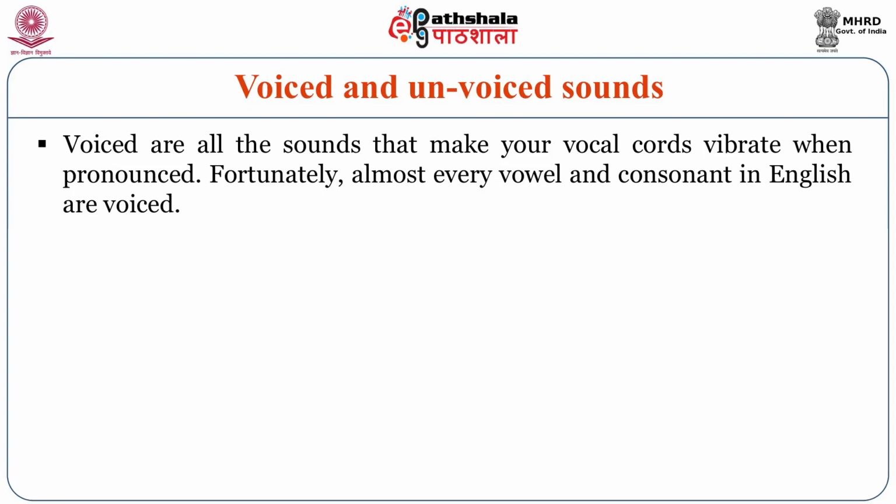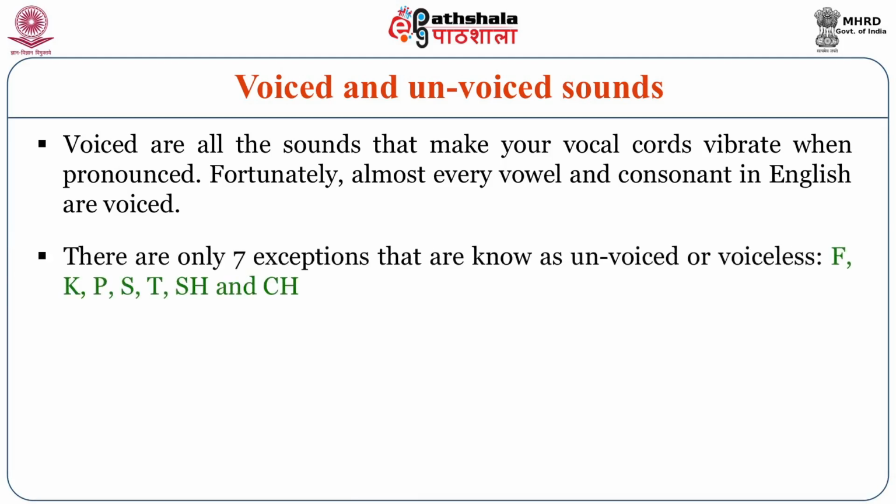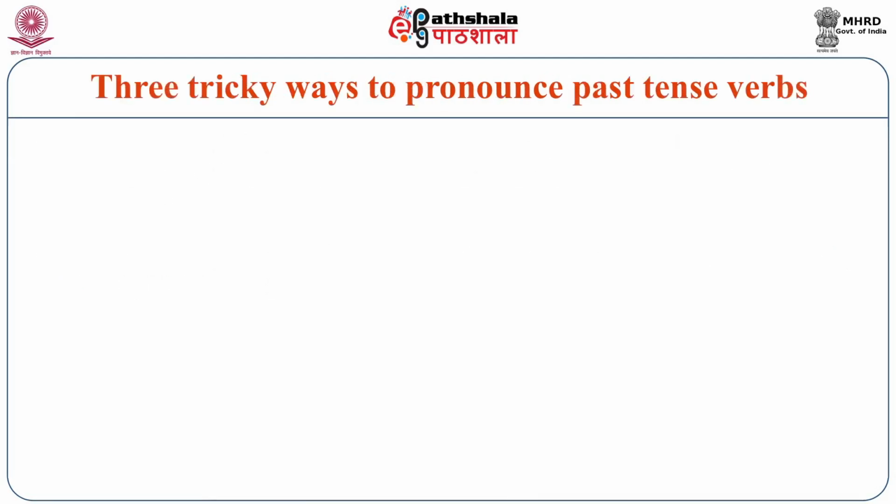Then we have voiced and unvoiced sounds. Voiced are all the sounds that make your vocal cords vibrate when pronounced. Fortunately, almost every vowel and consonant in English is voiced. There are only 7 exceptions that are known as unvoiced or voiceless: F, K, P, S, T, SH and CH. Now, 3 tricky ways to pronounce past tense verbs.